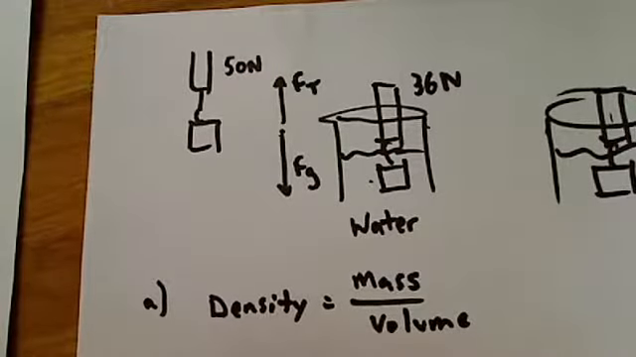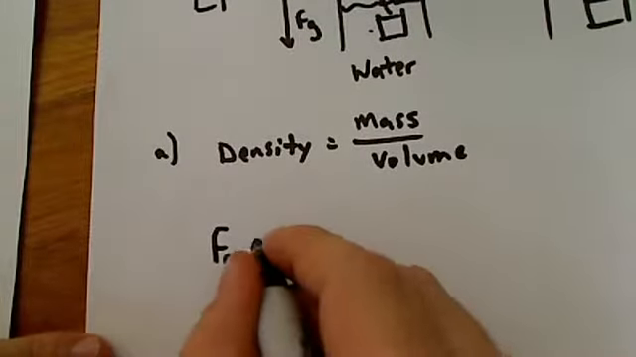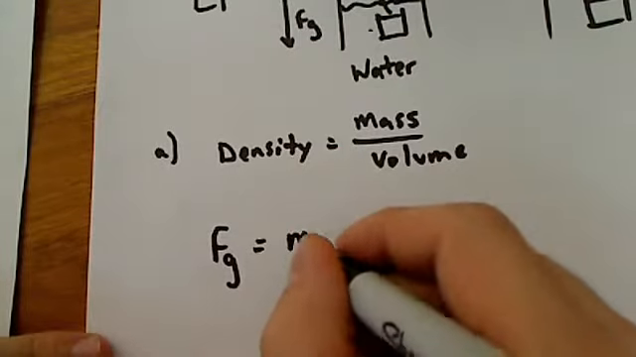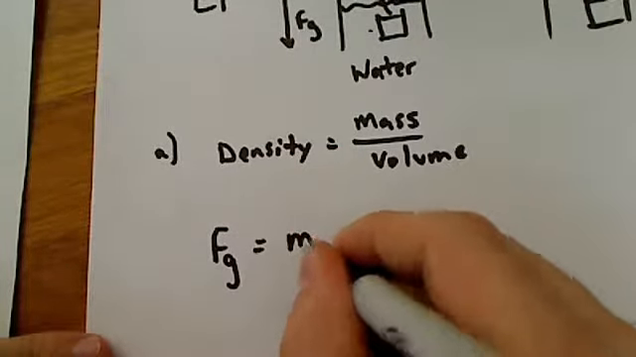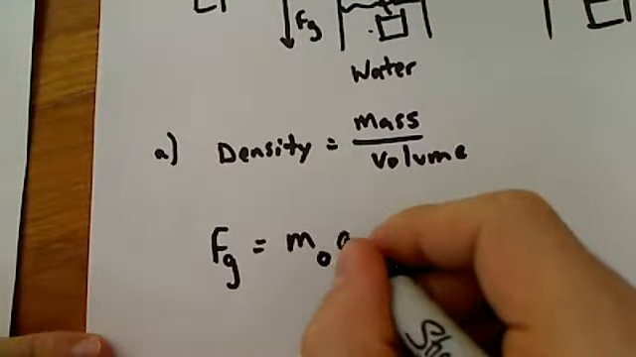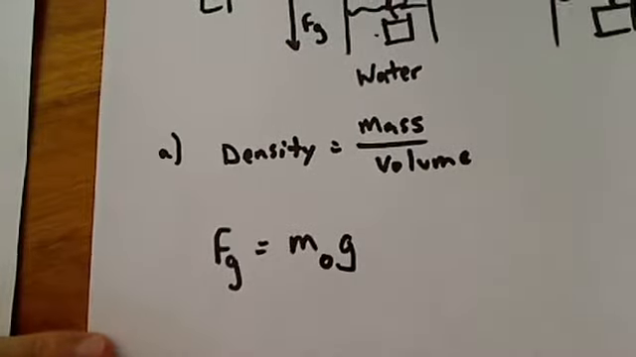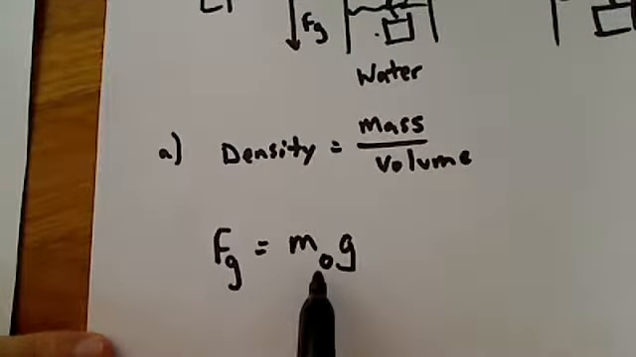So let's write an expression for the force of gravity. We have force of gravity is equal to the mass of the object times g, 9.8. I'm going to say m is the mass of the object.